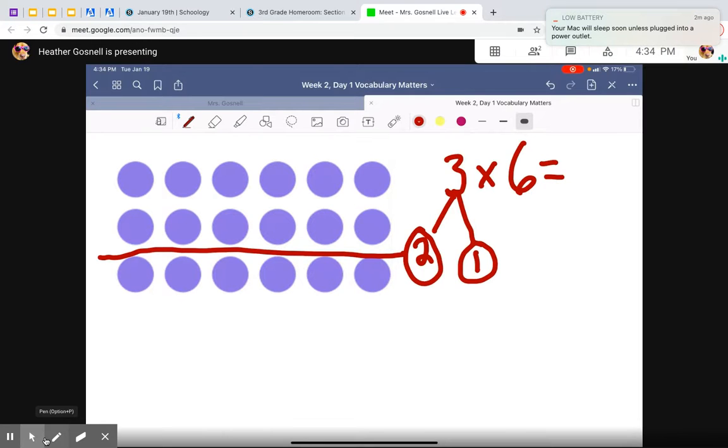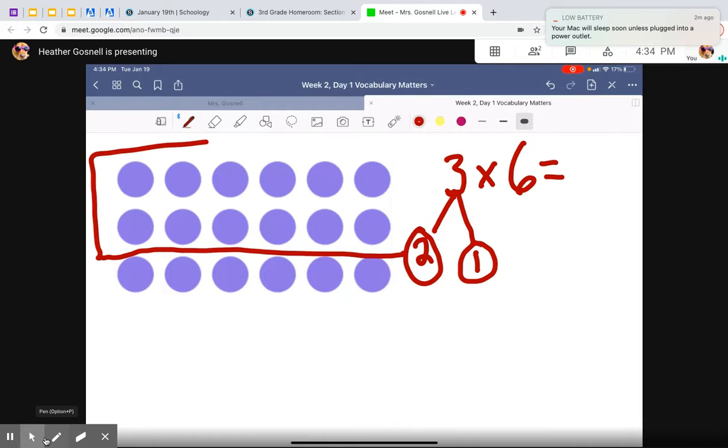Why? Because I know my 2's facts fast and I know my 1's facts fast. So instead of seeing 3 times 6, we see 2 times 6 and 1 times 6. So we know that if we take the answers to 2 times 6 and 1 times 6 and add them together, we will get the total amount. We will get 3 times 6. So we're going to do that.